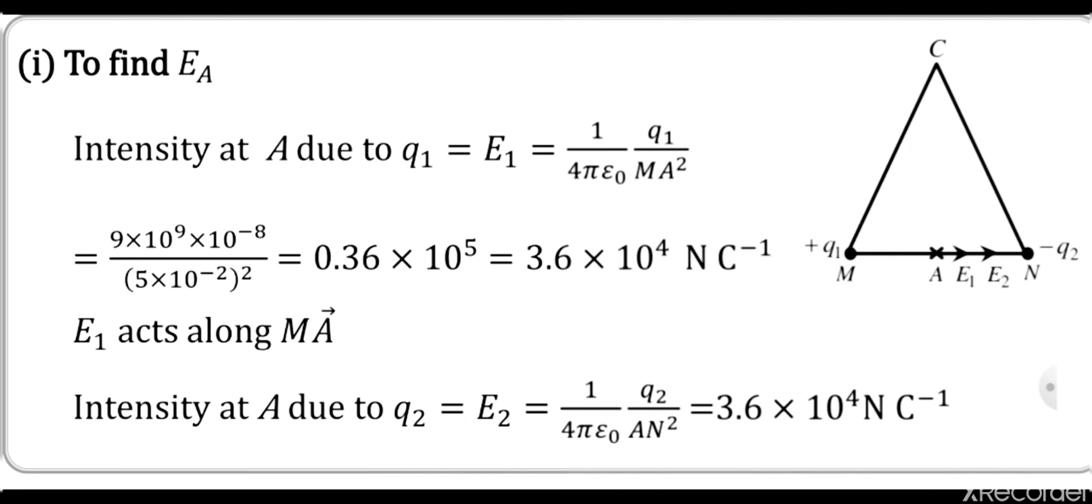Next find E2. E2 is again at a distance AN, from the minus charge to the center, that is to A. E2 is 1 by 4 pi epsilon naught Q2 by AN square. In the formula we use the magnitude of the charges, so no need to write Q2 as minus 10 into 10 power minus 8, because the magnitude becomes positive. And the distance is the same again. AN is half of the distance, 0.05, that is 5 into 10 power minus 2. You will get the same answer as E1. So E1 and E2 have the same value.